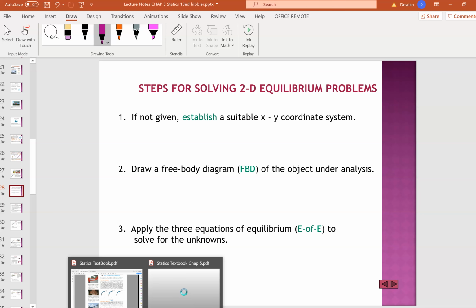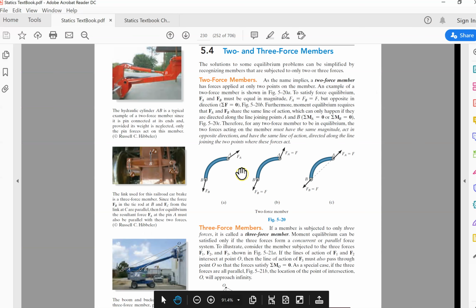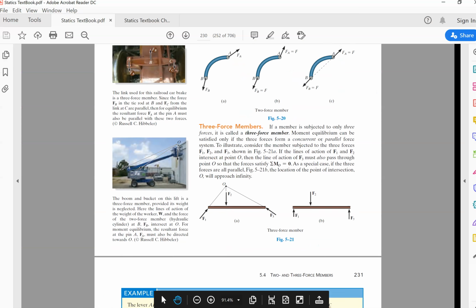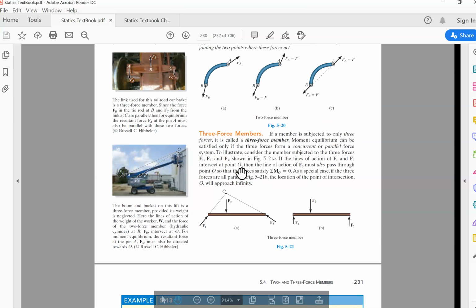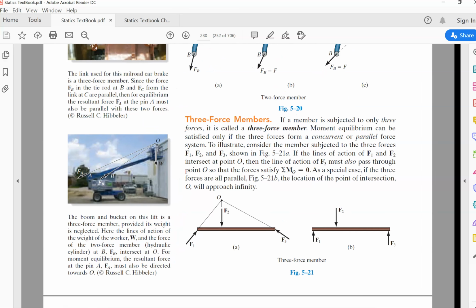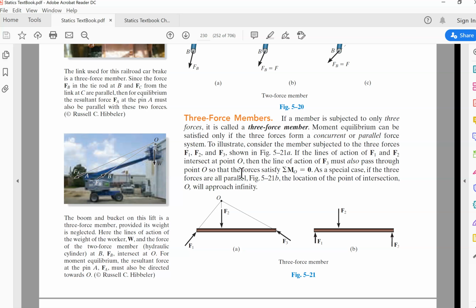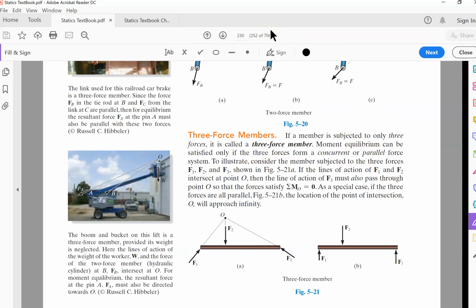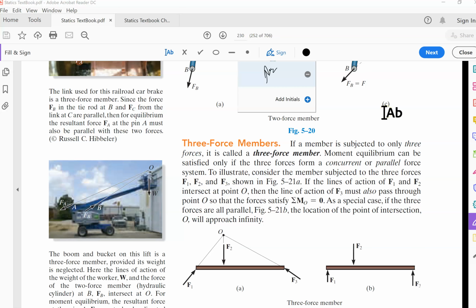I'm going to go to the textbook. So two force members we have covered. Now let's look at three force members. This is rather unique. I'm going to enlarge this and show a three force member. If a member is subjected to only three forces, only three forces means in that system that you are looking at, you only have three forces.